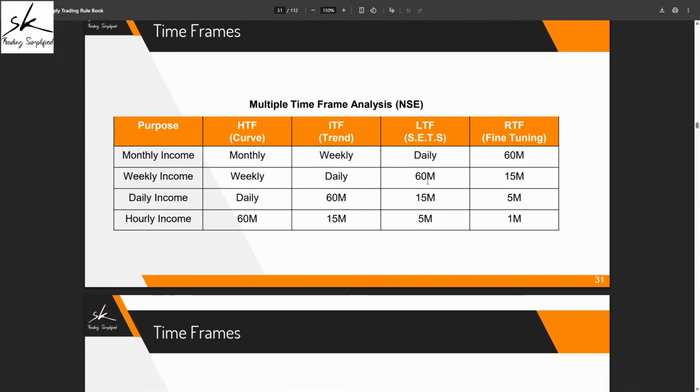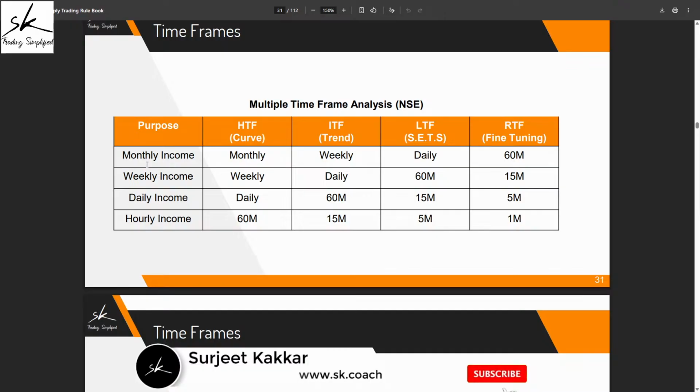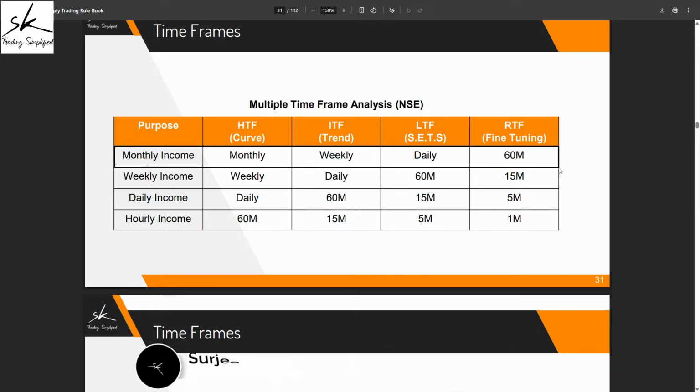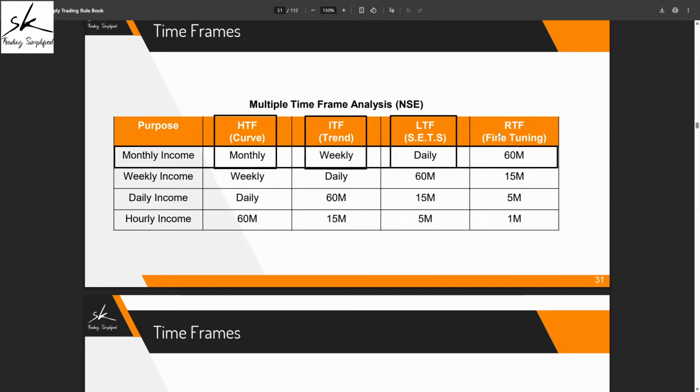So since I will be taking an example from the NSE, and I opted that I want to plan monthly income trades, from this table I got to know that as a monthly income trader, my time frames will be monthly, weekly, daily, and 60. Monthly is the higher time frame, which is used for curve analysis. Weekly is the intermediate, used for trend analysis. Lower time frame is daily. That is where we get our SCTS from. SCTS stands for stop loss, entry, target, and size. And in case we need to use the refining time frame, then the refining time frame will be the 60 minutes chart, which can be used for multiple purposes like fine-tuning the zone, type 2, type 3 entries, or in case we need to apply some additional rules, that is also where this time frame can help us.